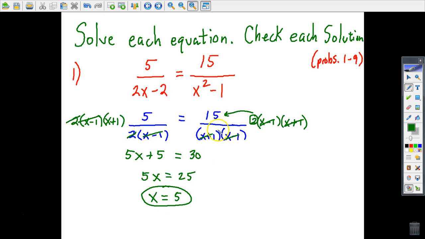Now, one thing you should check, the directions tell you to check each solution, and you should verify that if I do let x be 5, both of these x's, do I get 0 as a denominator? And if that were the case, then 5 really could not be a solution after all. But I don't get 0 if I let either of these x's be 5, but it's something that you should at least visually check and make sure of. Okay, so our final answer here, x is 5.